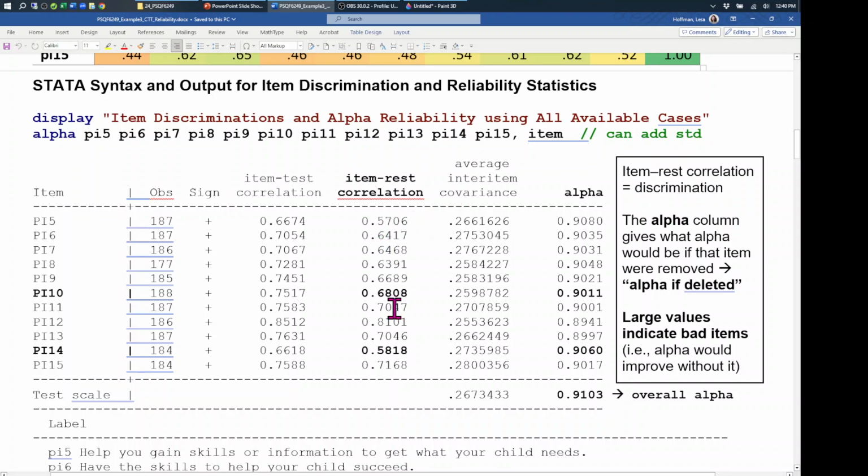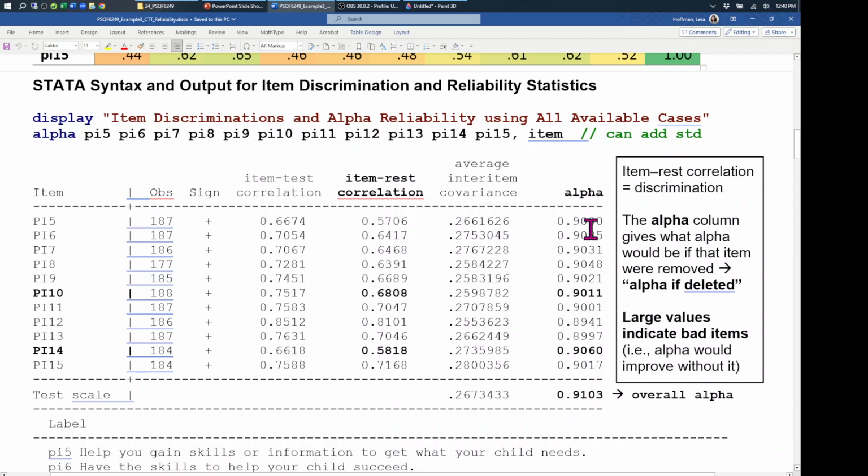And these numbers are pretty decent. I don't see anything that's super low. Anything that is close to 1 is good. Anything that is close to 0 is not so good, especially if it were to be negative. And this last column is badly labeled. This is not alpha, because alpha is one number, which is down here, which is 0.91.